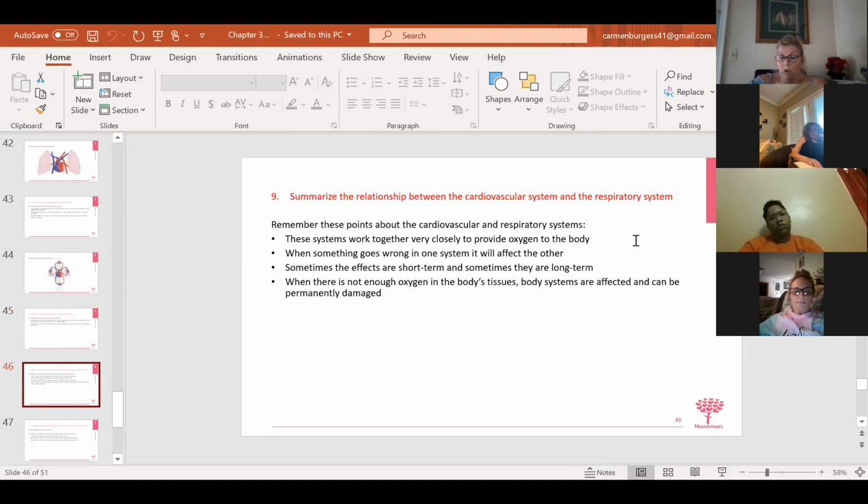So you're going to hear this a lot, that your cardiovascular system and your respiratory system work together. If you have a problem in one, you are eventually going to have a problem in the other. You might have one immediately or acutely, or you might have one that's chronic or long-term. Why is that? It's because the cardiovascular system is what's providing the oxygen to your body. So anything that's wrong in either one of those systems is going to affect the other.